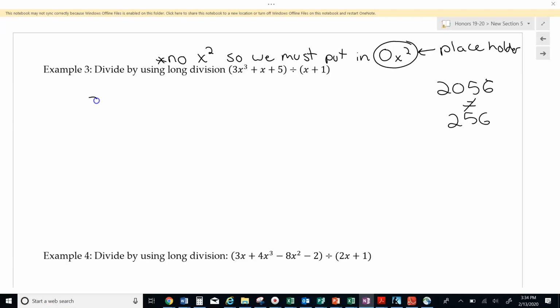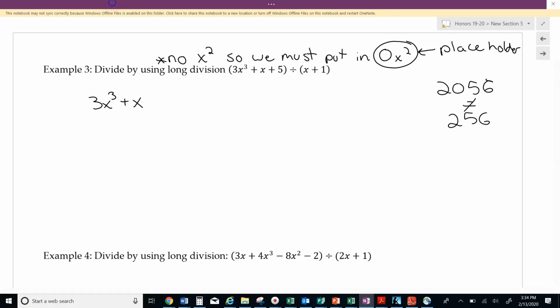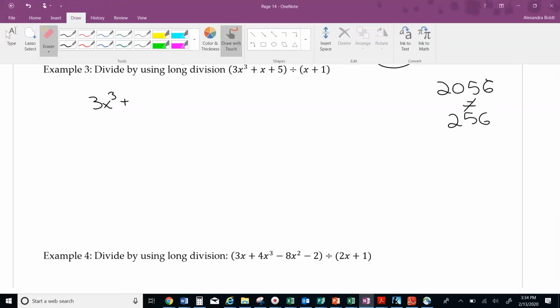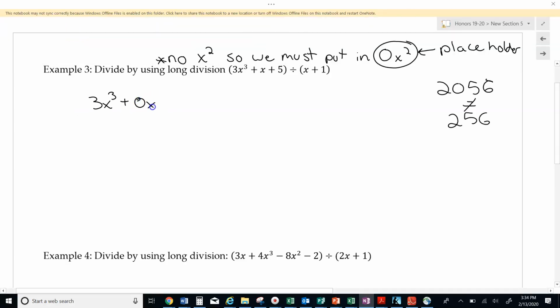So I'm going to start the same. I have 3x cubed plus 0x squared plus x plus 5. Your degrees have to go down. Your exponents: 3, 2, 1, nothing, right? They have to go in that order, and if you don't have one of them, you have to put it in. Leaving enough room up top, and we have x plus 1.